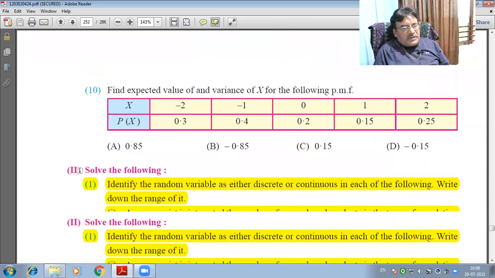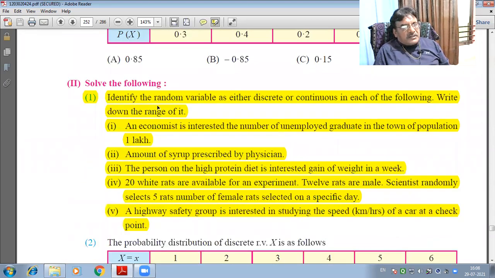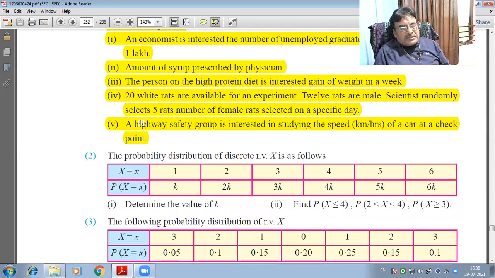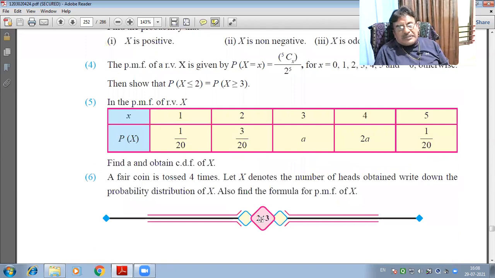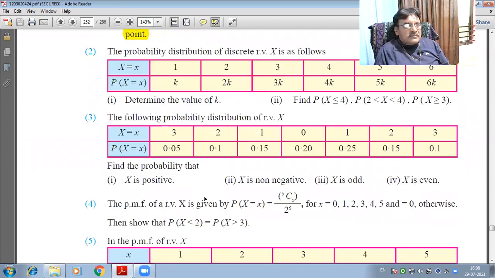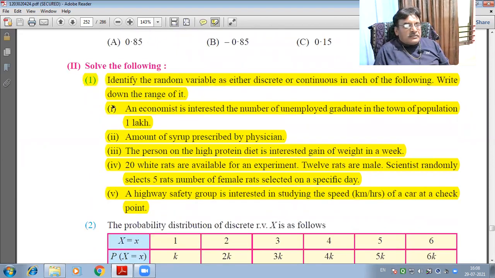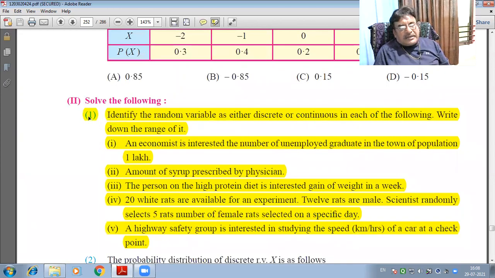Next, page number 243. Solve the following. Here, in problem first, sub questions are first, second, third, fourth, fifth. All these five questions are deleted.